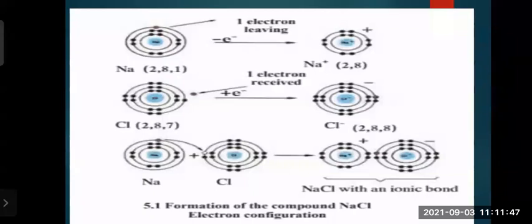the electronic configuration of sodium is 2, 8, 1. That means the first shell has 2 electrons. The second shell has 8 electrons. The third shell has 1 electron. It is being shown there, just one dot. What is happening now?